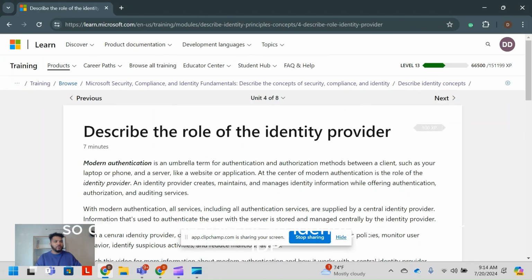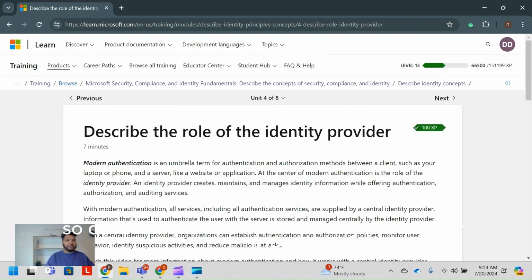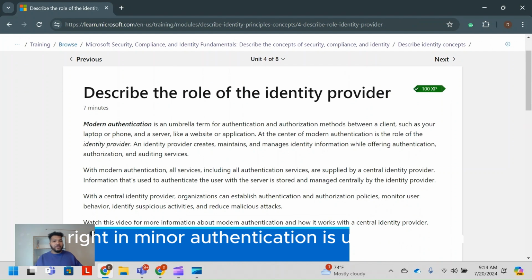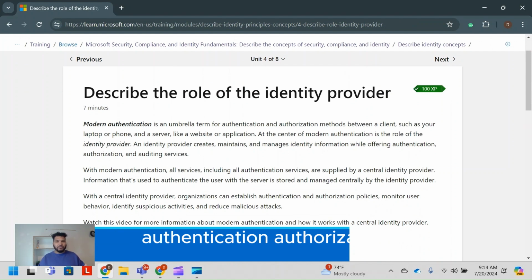All right. So describe the role of an identity provider, or IDP. Modern authentication is an umbrella term for authentication and authorization methods between a client, such as your laptop, phone, or server, and a website or application. At the center of modern authentication is the role of an identity provider. It creates, maintains, and manages identity information while offering authentication, authorization, and auditing services.